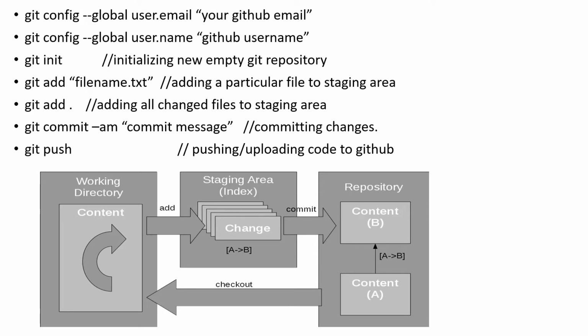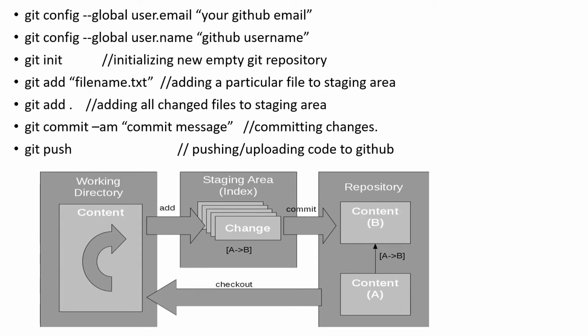It says git config --global user.email, and you have to mention your GitHub email, the email with which your GitHub account was created. Then what this command does is it sets a global configuration in your system, and specifies that this email ID should be used to publish the code to your GitHub repository.